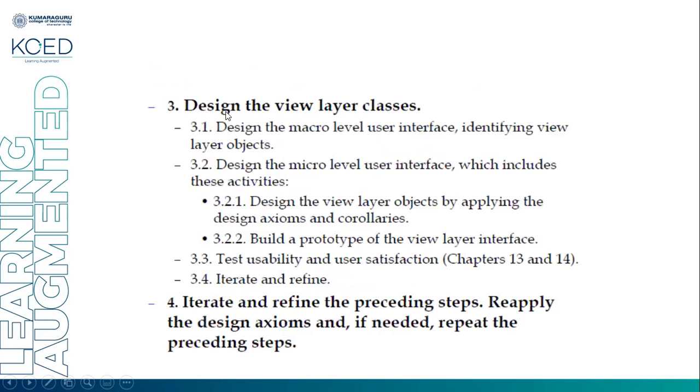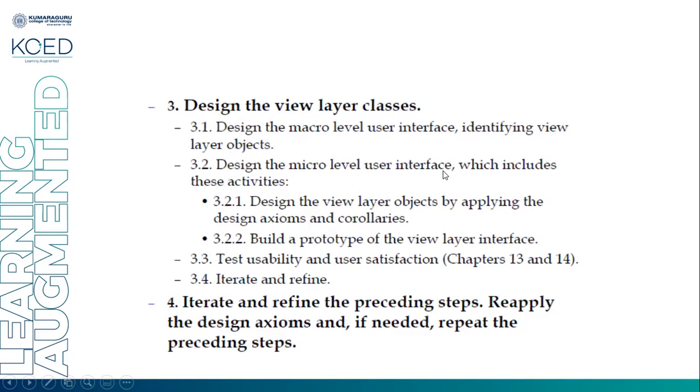The next step is to design the view layer classes. The view layer is the layer that contains a set of objects responsible for the user interface. It contains two types of activities. One is designing the macro level user interface, identifying the view layer objects. The second one is designing the micro level user interface. We are going to discuss in detail the macro level and micro level user interface of the view layer.